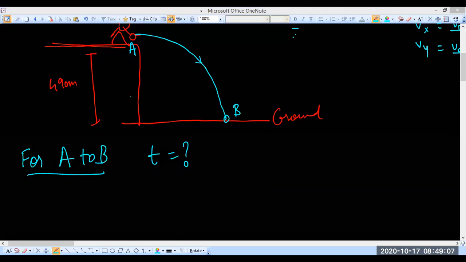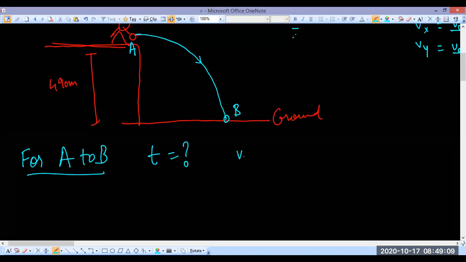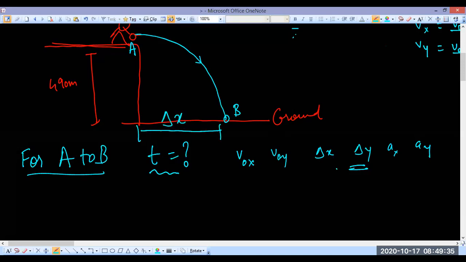Out of all the quantities here, there are so many quantities to know, like v0x, v0y, delta x, delta y, ax and ay. Out of all this, we want to find time. And do you realize we know what is delta y? We know what is delta y, correct? But we don't know what is delta x. Do you agree with me? Agreed?